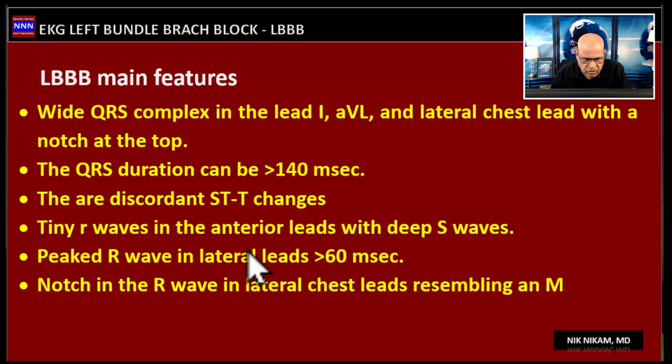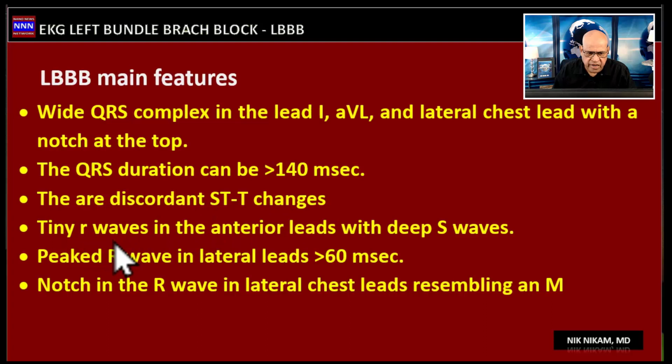Now let's look at some of the criteria that you need to memorize, especially when you're taking an exam. The wide QRS complexes are seen in 1, AVL, and in the lateral chest leads, as I pointed out to you, along with a notch at the top. The QRS duration can be up to 140 milliseconds, and in patients with structural heart disease, it can be up to 160 milliseconds or longer. And we see the discordant ST-T changes, which I mentioned to you.